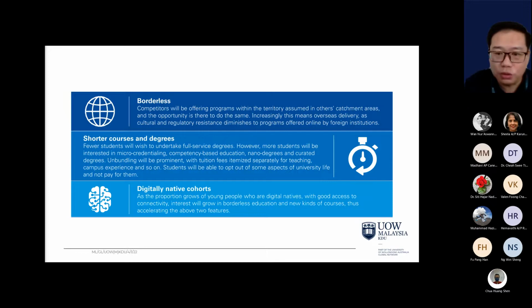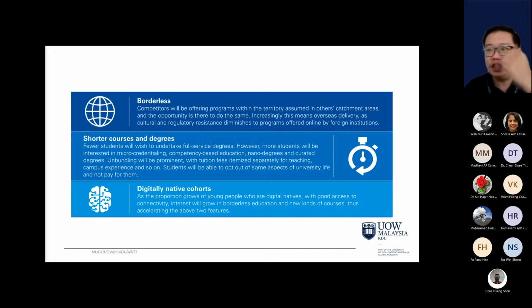Number one, borderless. Number two, shorter courses and degrees. Students are looking at shorter courses, and the word degree here means qualification. They do not want to spend 3, 4, 5, 6 years and so on, so they're looking at shorter ones. They want to try. A lot of the students of the future are also not certain, so they may want to do other things first.